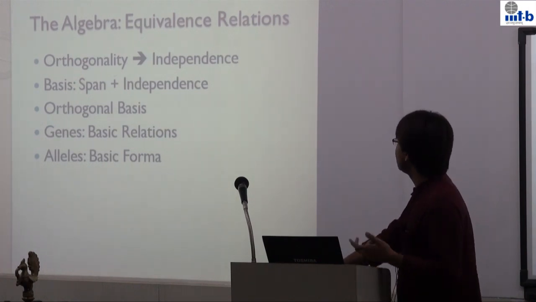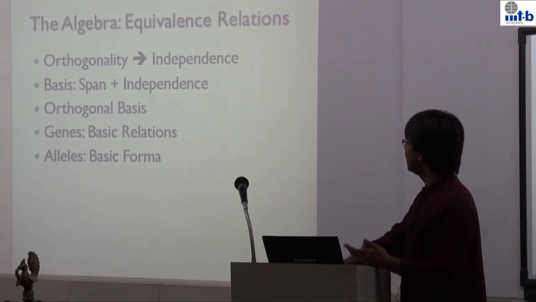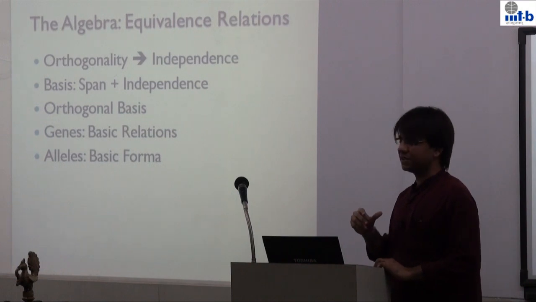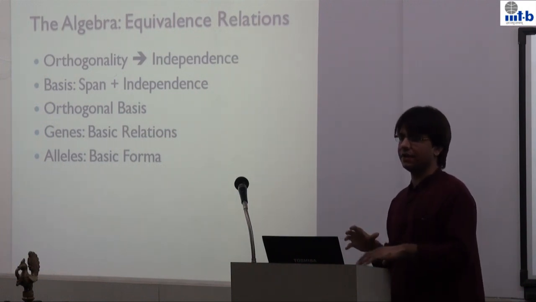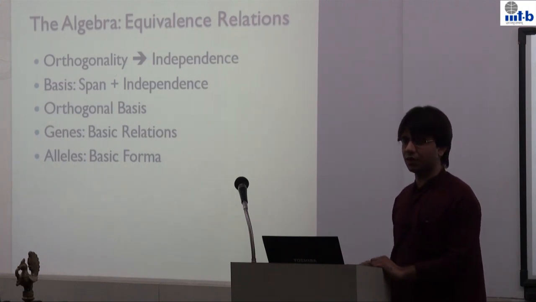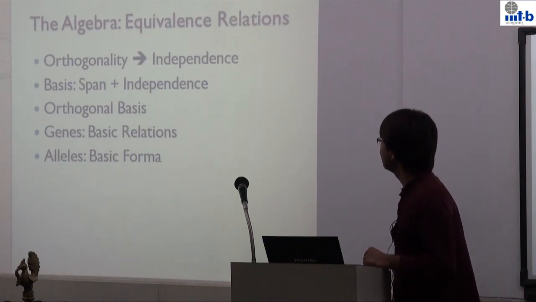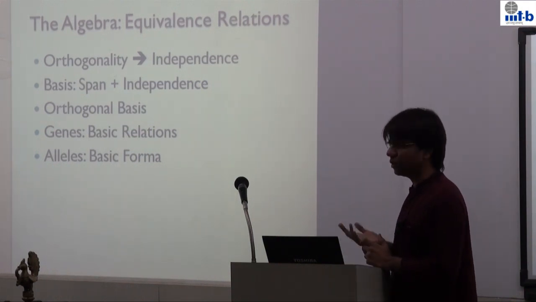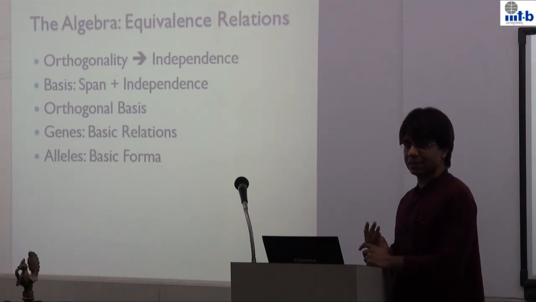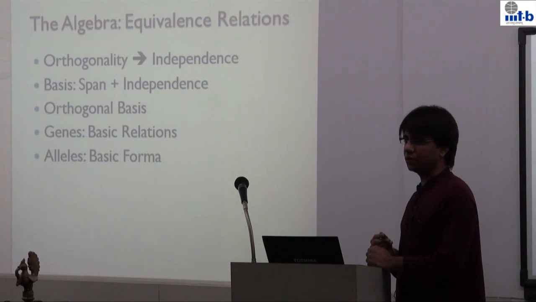Now, as taken from linear algebra, orthogonality implies independence here also. Basis is the same thing. For the basis of a set, we can find any relation by constructing it by intersection of all the others, and if that set is independent, then that set is called the basis set, and if that set is orthogonal, then it is called an orthogonal basis. Now, as mentioned, each gene is a basic equivalence relation, and each allele is a basic forma induced by those particular relations.